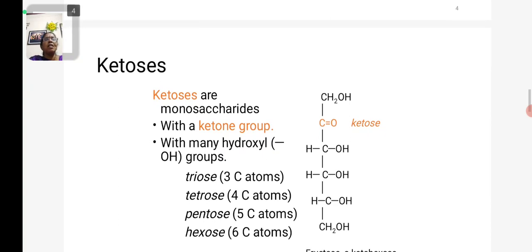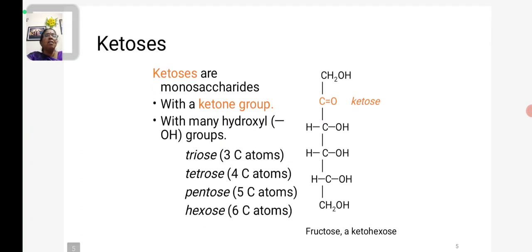Ketoses are monosaccharides with a ketone group. A keto group, C double bond O, is present, and it has many hydroxyl groups like aldoses. Here also, depending upon the total number of carbon atoms present, we can classify them as a triose if 3 carbon atoms are present, tetrose if 4, pentose if 5, and hexose if 6 carbon atoms are present. For example, in the given example, there are 6 carbon atoms and a keto group, therefore it is an example of a ketohexose, fructose.